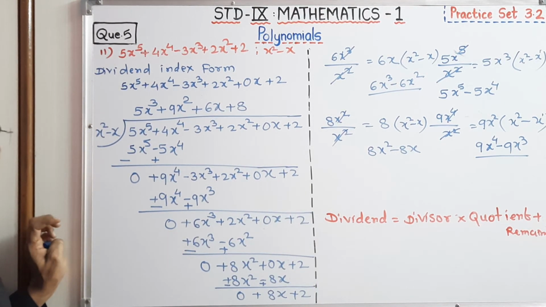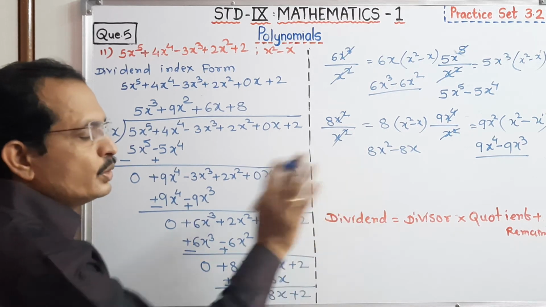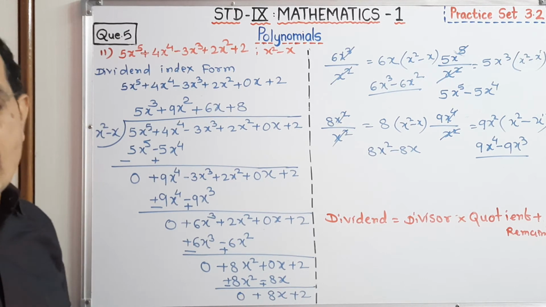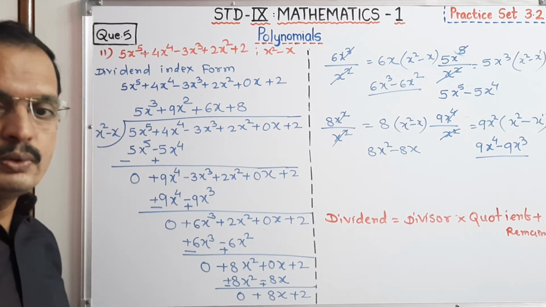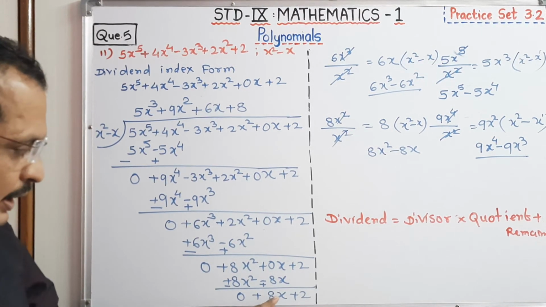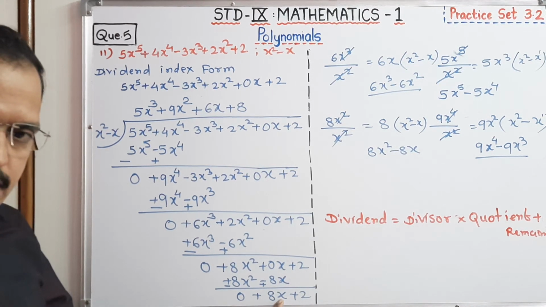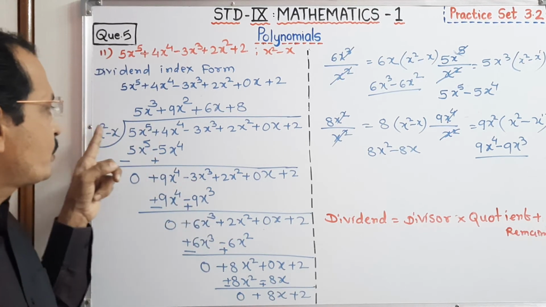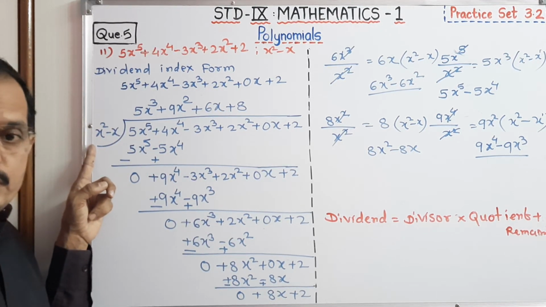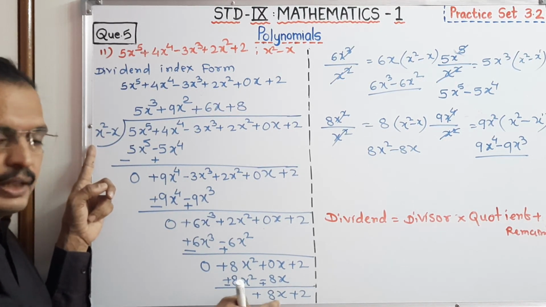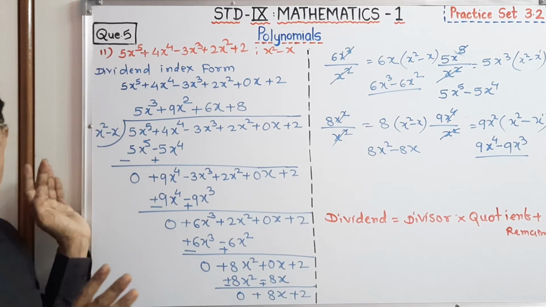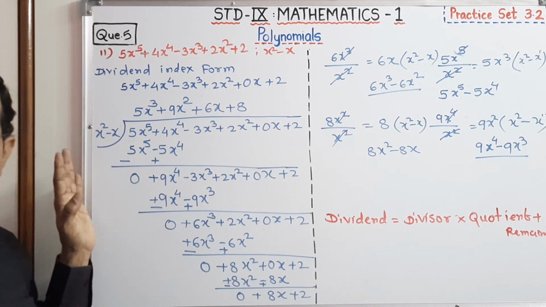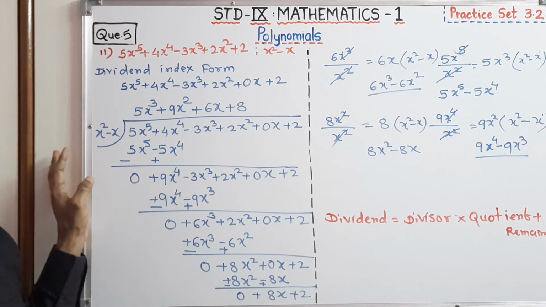Now what we have to do? We have to take out this 8x? No. Dear student, division process is finished. Why? Remainder is not 0. Then why? See here. The index of this 8x is 1 and index of our divisor is 2. It is less than that of this divisor, therefore we did not have to follow the division. Division process is now finished.